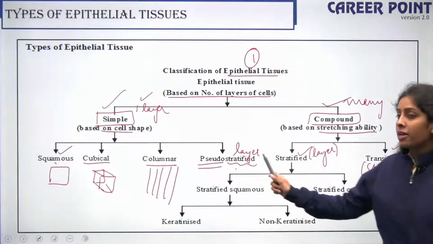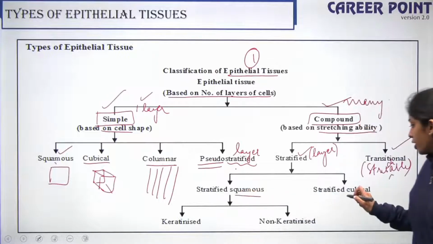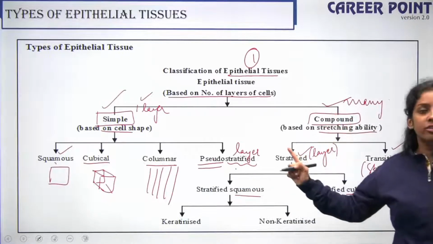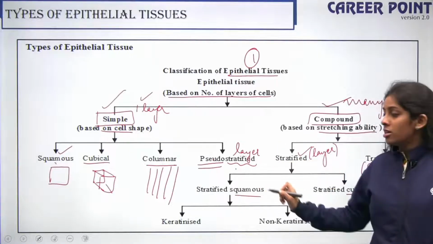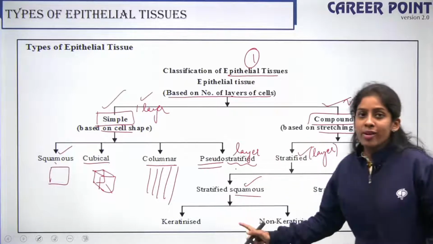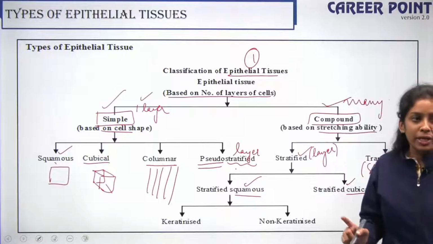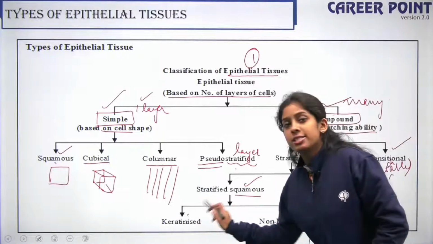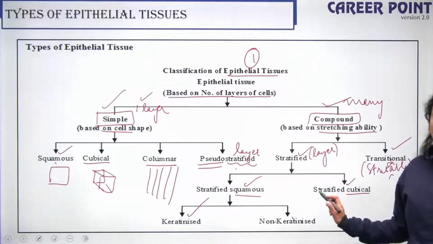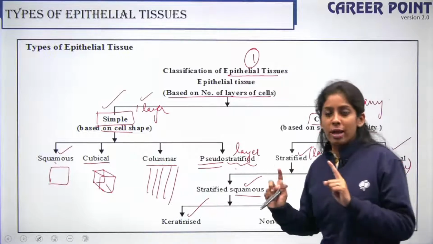Your stratified can further be divided into two types based on the shape. Squamous and cuboidal talk about the shape. So your stratified compound epithelium is further classified into stratified squamous or stratified cuboidal. Alright, your stratified squamous is further divided into two types based on the presence of keratin protein. If keratin protein is present, it is called keratinized, and if the keratin protein is absent, it is called non-keratinized. Alright, so now did you understand the classification of your epithelial tissues?